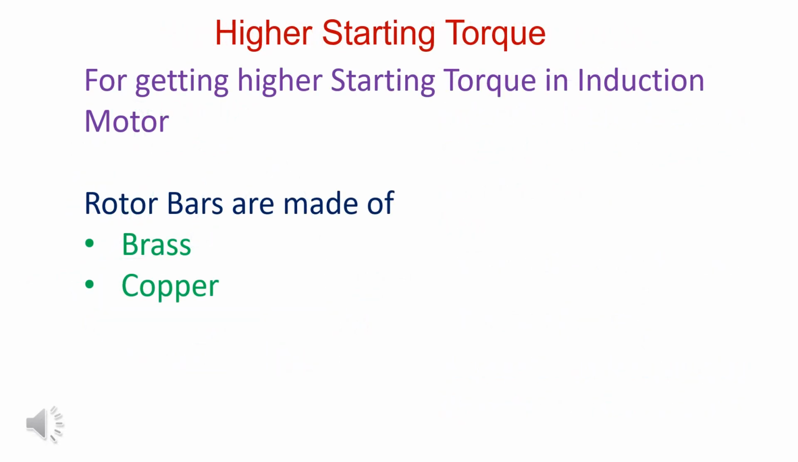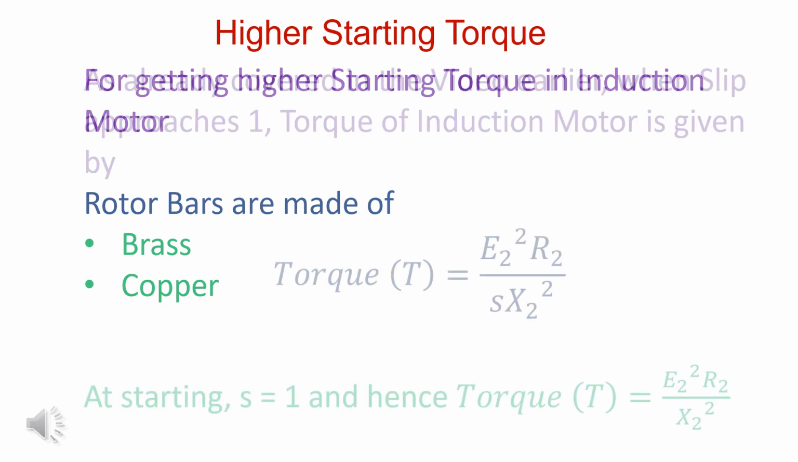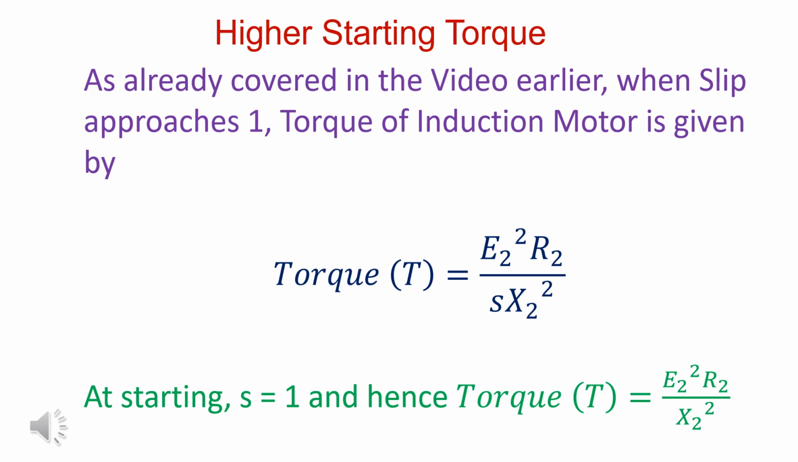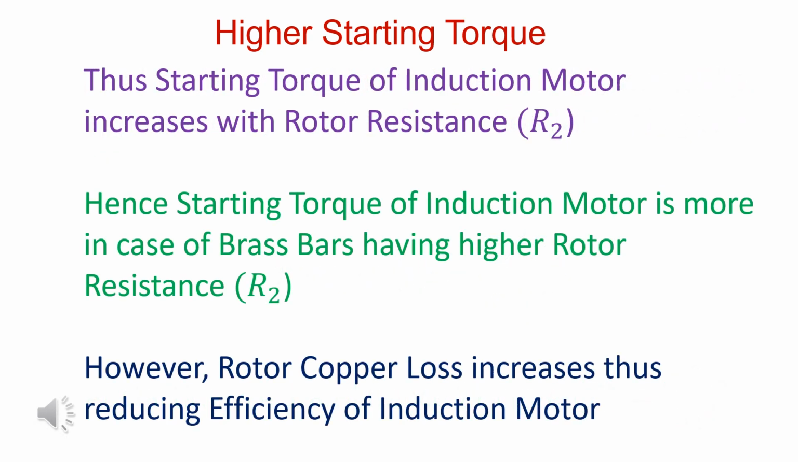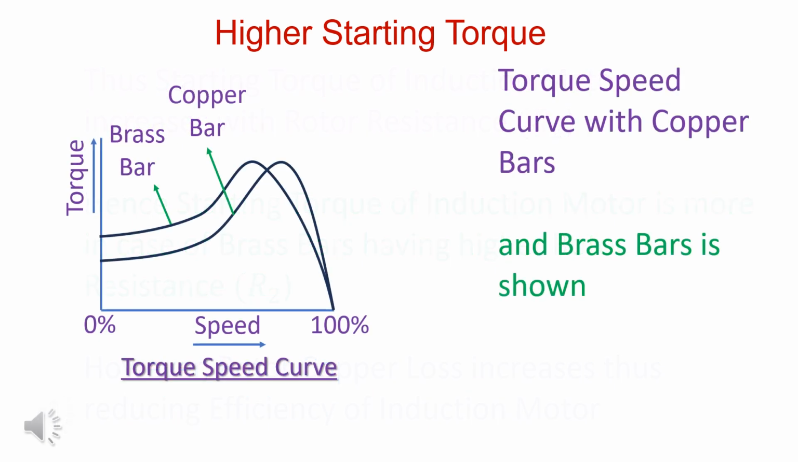How can you increase starting torque of an induction motor? At starting, torque is equal to E2 square R2 by X2 square. Starting torque increases with rotor resistance. Thus, brass is used to increase starting torque as it has higher resistance than copper. Comparison of torque speed curve with brass bar vis-a-vis copper bar is shown.